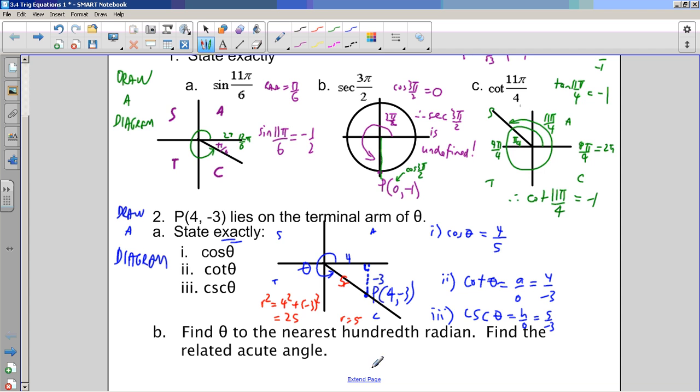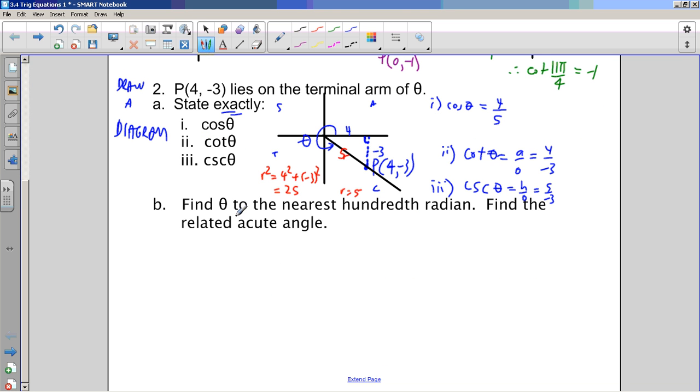I never found theta. But now in part B, for some reason, they want me to find theta to the nearest 100th radian. Well, notice I might be tempted to grab one of these and just use my calculator, right? This isn't one of my special angles, so I know it's not 30 or 60, the related acute angle. I'm going to try and do this grade 10 style. I do that, the inverse cos, and remember your calculator's in radians now, and I get 0.64.